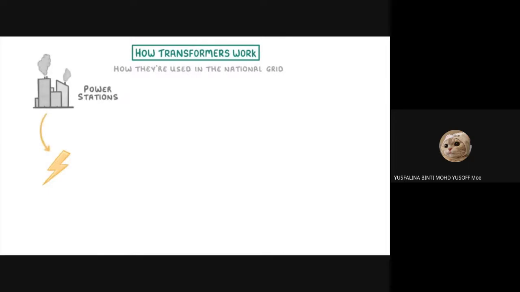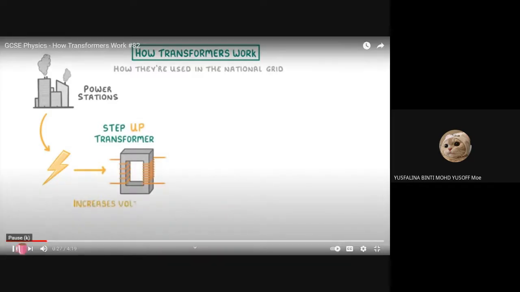Before we look at exactly how transformers work, let's very quickly recap how they're used in the national grid. Most of our electricity here in the UK is generated at huge power stations, which are spread out all across the country. Once they've generated the electricity, it has to be passed through step-up transformers, which increase the voltage to around 400,000 volts.